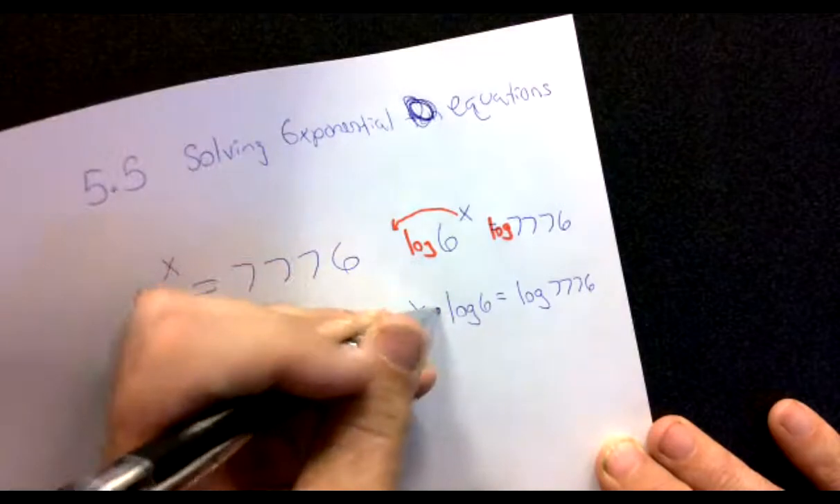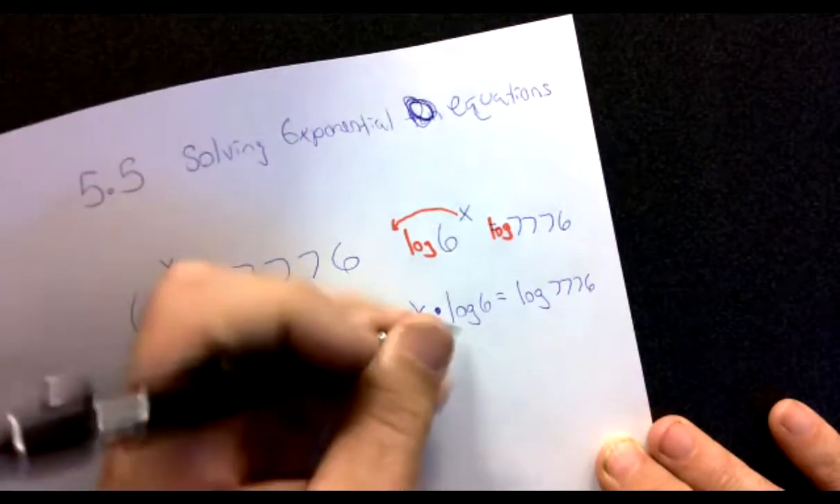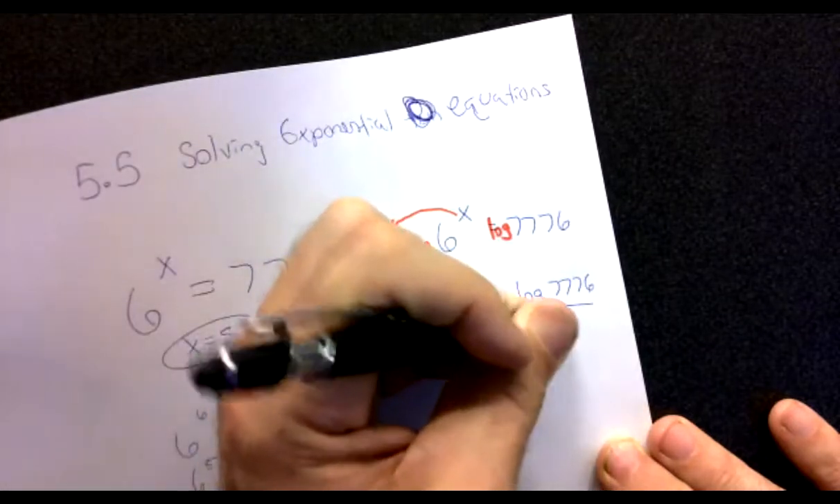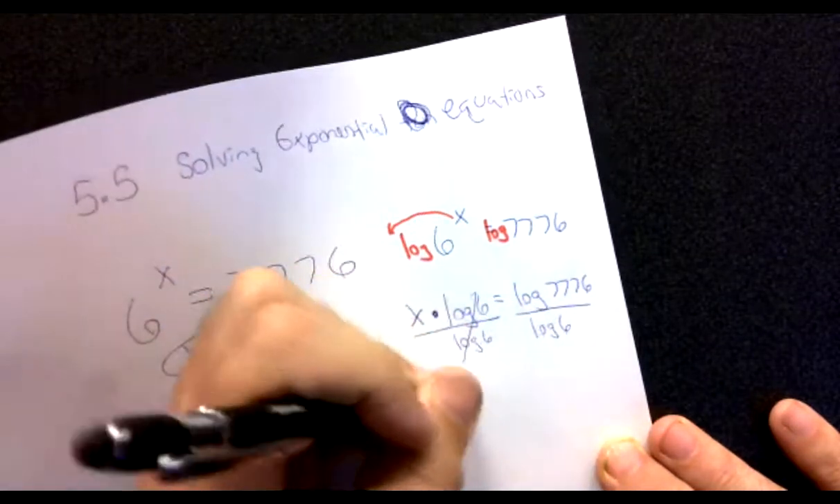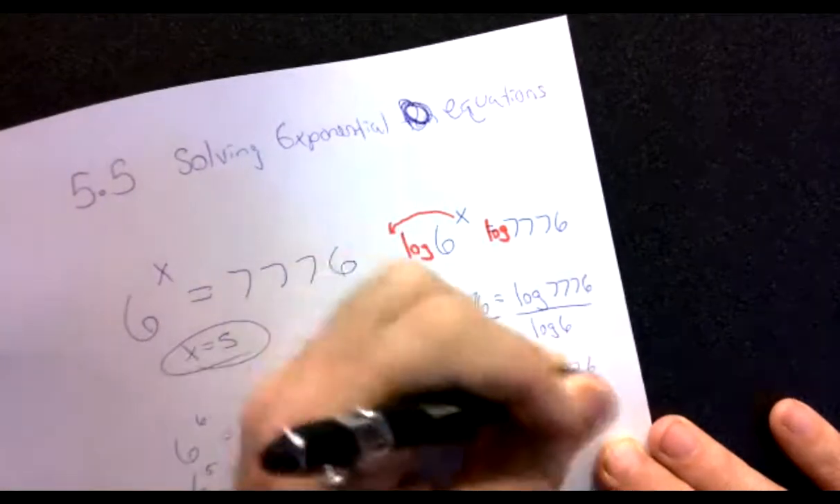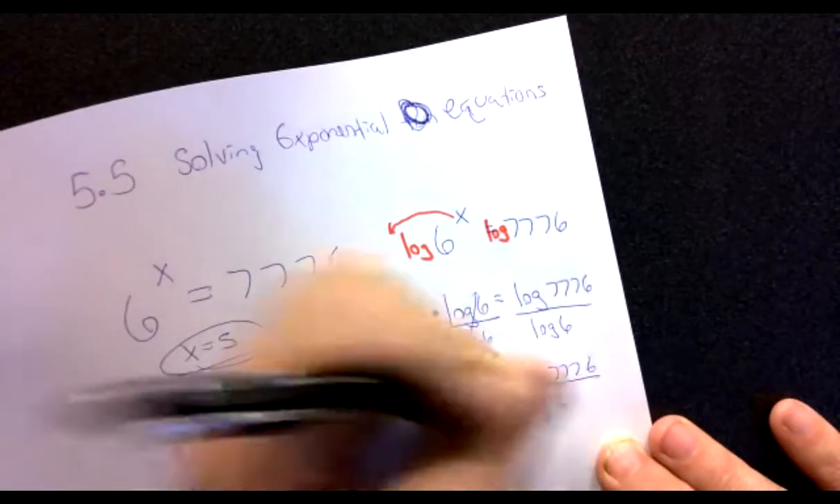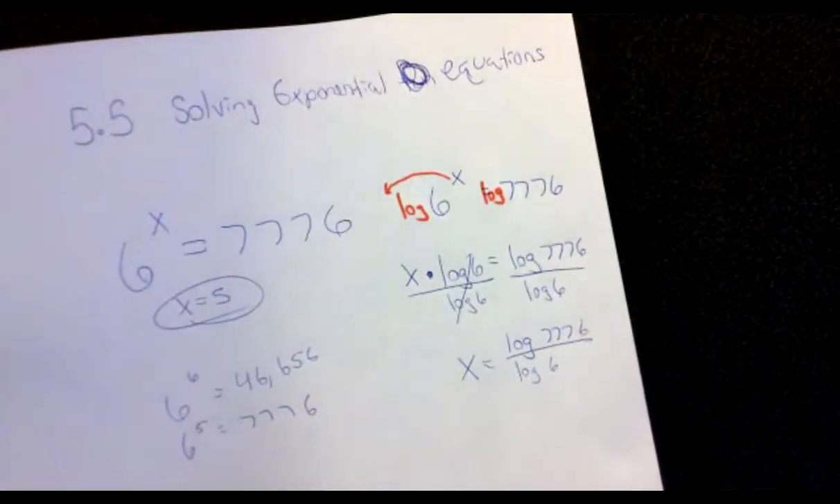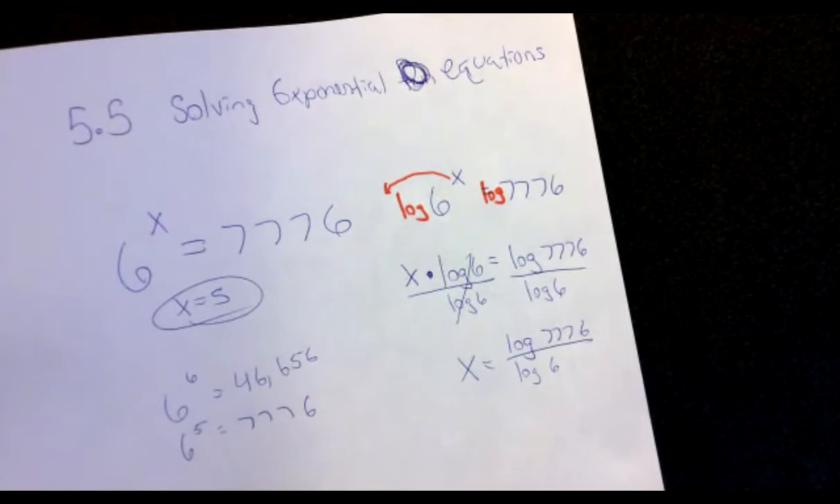And then algebra says if we want to get our x by itself, to get rid of the multiplying, we can simply divide. So the exact answer is the log of 7,776 divided by the log of 6.